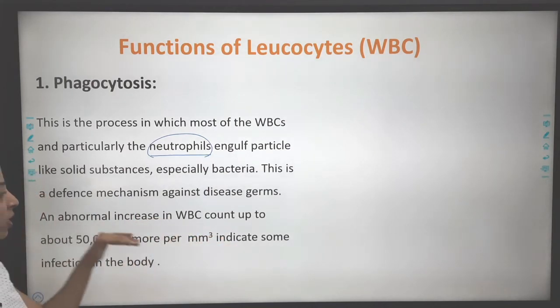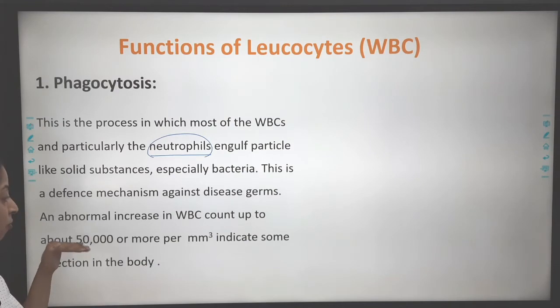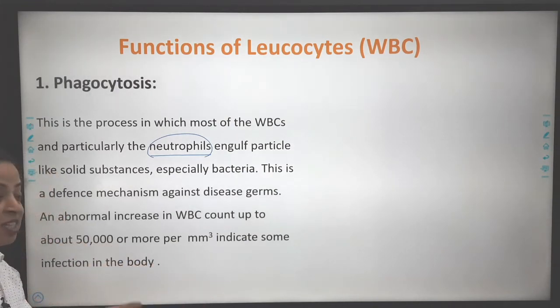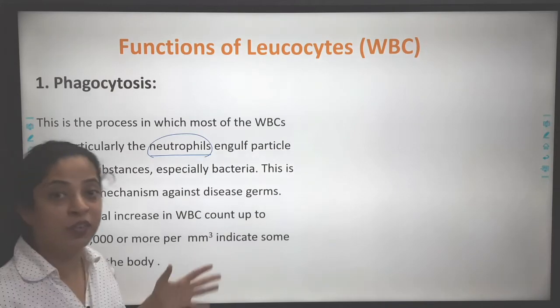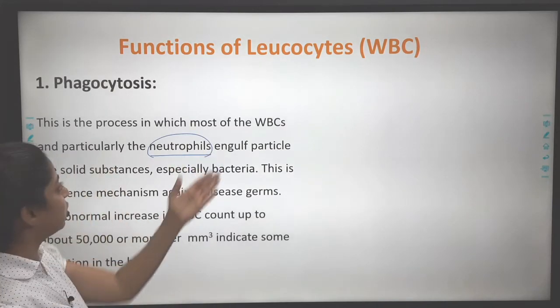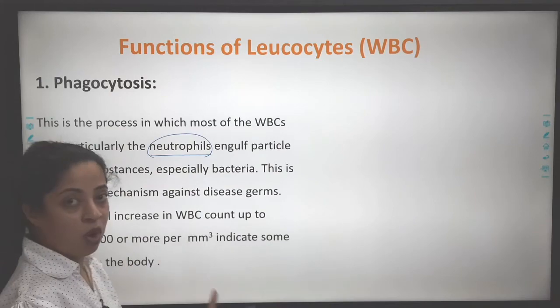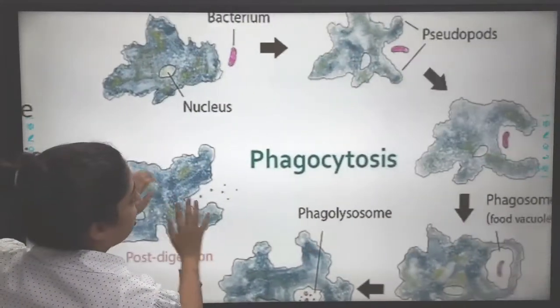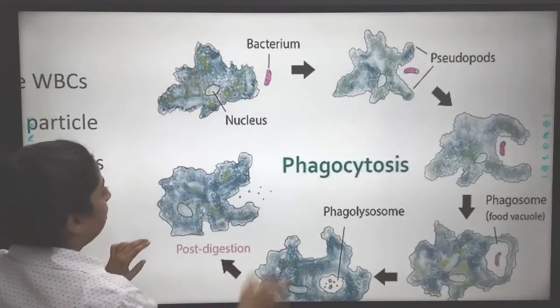An abnormal increase in WBC count up to about 50,000 or more per millimeter cube indicates that there is some infection, and that is why they have increased in number, and especially the neutrophils will go and engulf these bacteria. You can see here, I have explained phagocytosis in detail.